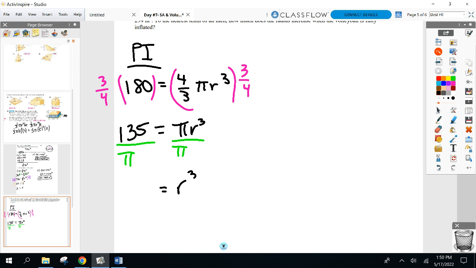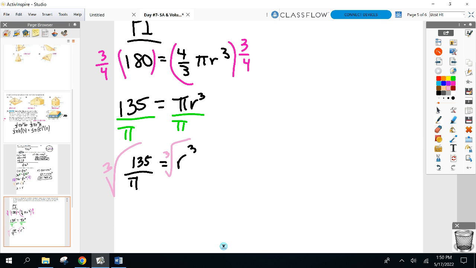r cubed equals... I don't feel like writing it out, so I'm just going to write 135 over pi. How about that? And now you can take the cube root. Make sure we're writing it out. About 3.5.